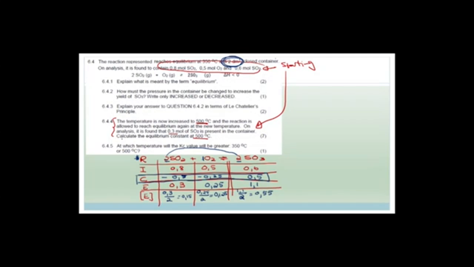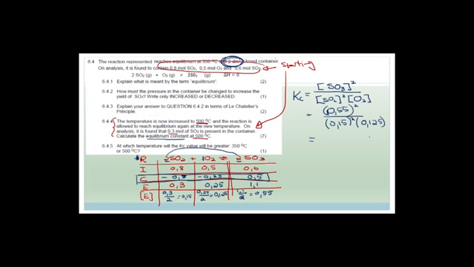Okay, and now they want us to work out the Kc, the equilibrium constant. So we have to get the mass expression. So Kc is always products over reactants. So it's SO3 squared all over SO2 squared multiplied by O2, which is going to be 0.55 squared over 0.15 squared multiplied by 0.125.